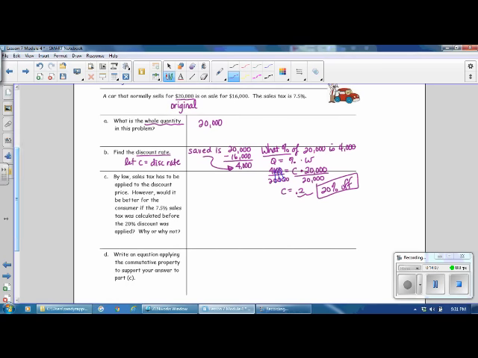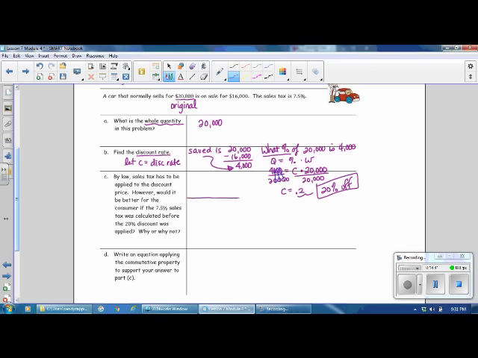By law, sales tax has to be applied to the discount price. However, would it be better for the consumer if the 7.5% sales tax was calculated before the 20% discount was applied? Why or why not? In order to answer that question, let's take a look at what the amount would be in both cases. So first we'll figure out if you applied the sales tax first and then the discount. And then the other one will be if you apply the discount and then the tax.